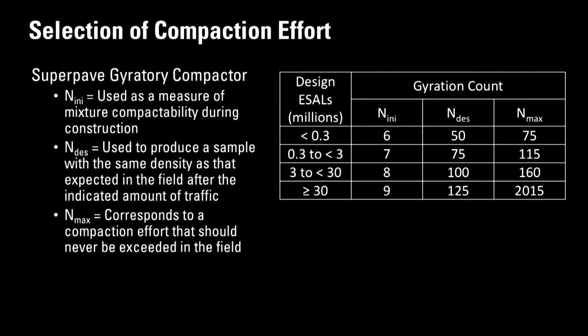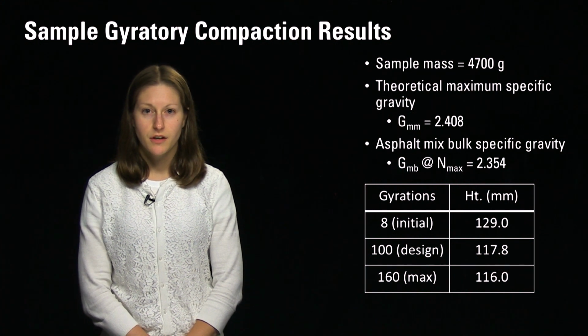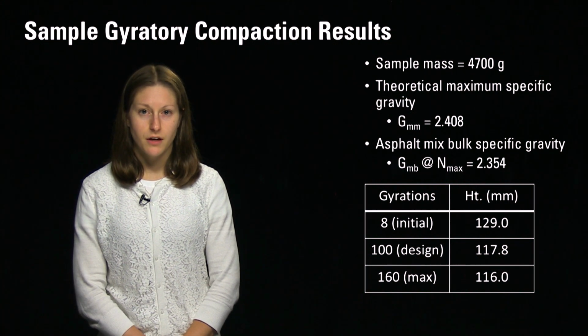And Nmax is a very severe compaction effort that would never be exceeded in the field. For our example, we're in the range of 3 to 30 million ESALs. Therefore, our N initial will be 8 gyrations, our N design will be 100 gyrations, and our N max will be 160 gyrations. Now that we've covered the specimen fabrication procedure, we will go over some sample results.